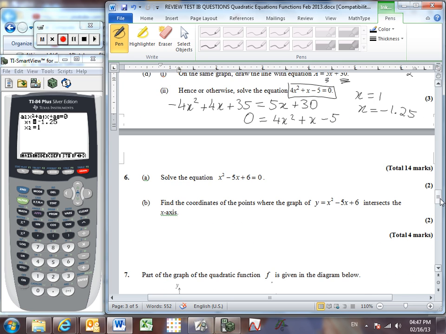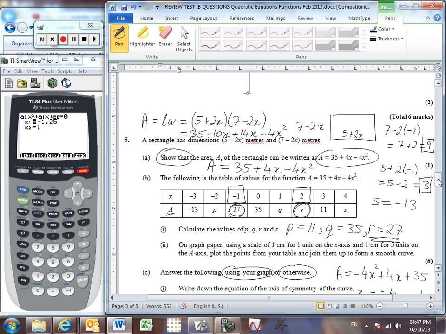Sorry, I'm supposed to be looking at positive 1 right now. So let's just check that this is possible. If x was positive 1, I'd have 7 minus 2 times positive 1 equals 5. Good, that's a positive width. And I'd have 5 plus 2 times 1, that equals 7. Good, that's a positive length. So x equals 1 is clearly a valid solution.